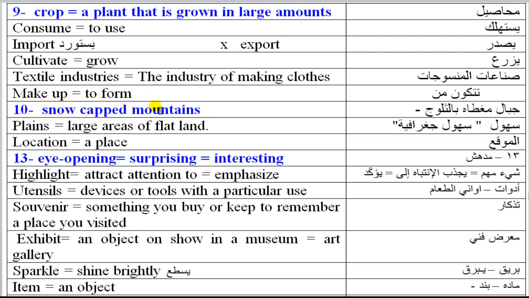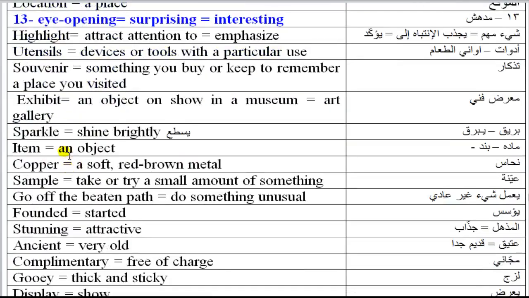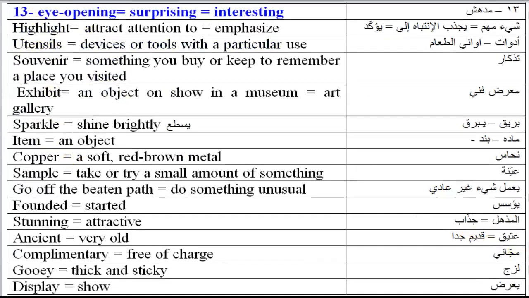10. Snow-capped mountains. Plains, large areas of flat land. Location, a place. 13. These are the words of exercise number 13. Eye-opening, surprising. P for pen, surprising. Interesting, E silent. The first E is silent. Interesting. So you should say interesting. Don't say it the wrong way. Interesting. Eye-opening, surprising, interesting.